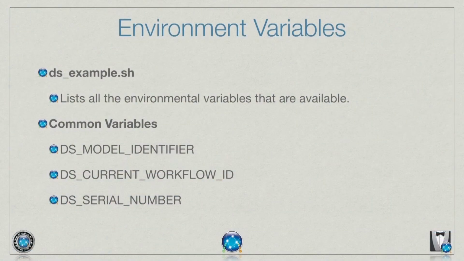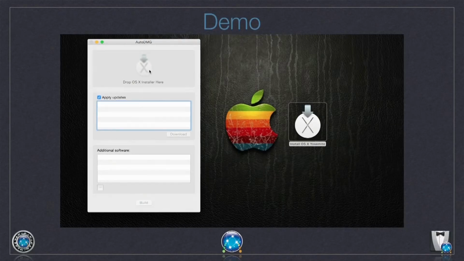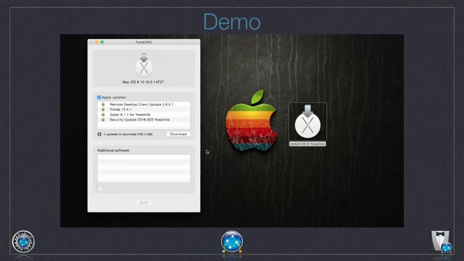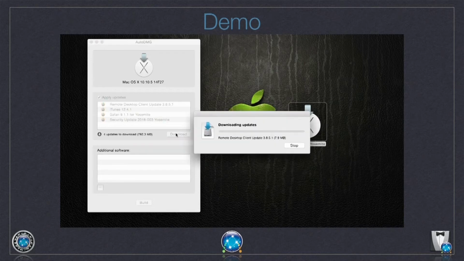Demo of using AutoDMG. You just drag your .app into AutoDMG. It examines it, makes sure that you have the right OS to build it on, and also finds the latest updates that are needed for that OS. You click download. It downloads all of the updates straight from Apple's servers so that they're genuine.